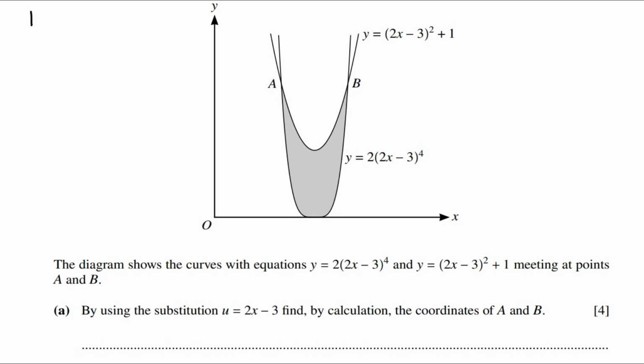So, point of intersection. That means we can write y equals 2 times (2x minus 3) to the power 4, which is equal to (2x minus 3) squared plus 1. That is, we are equating the equations of the curves. Okay, and it's given we need to use 2x minus 3 as u as a substitution.